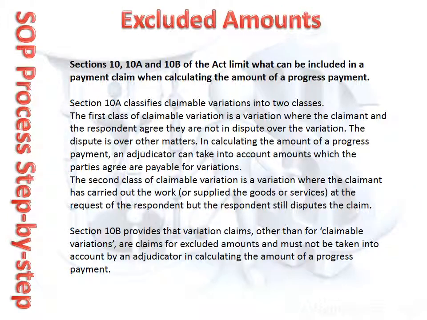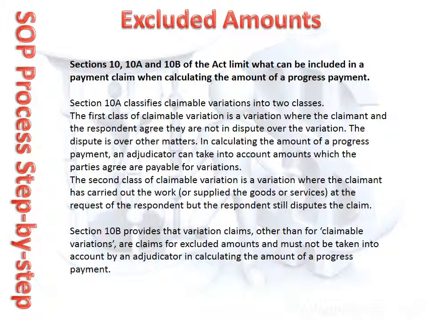Sections 10, 10A and 10B of the Act limit what can be included in a payment claim when calculating the amount of a progress payment. Those amounts excluded are known as excluded amounts. Section 10A classifies claimable variations into two classes. The first class of claimable variation is a variation where the claimant and the respondent agree they are not in dispute over the variation. The dispute is over other matters.